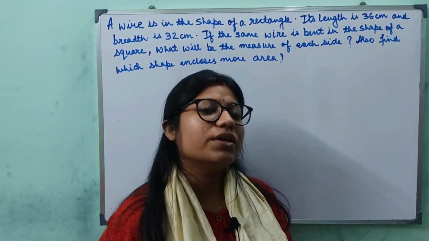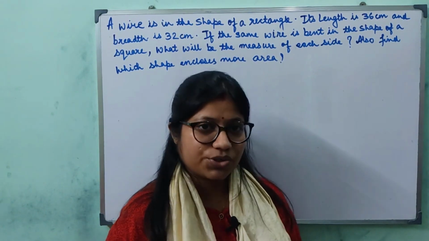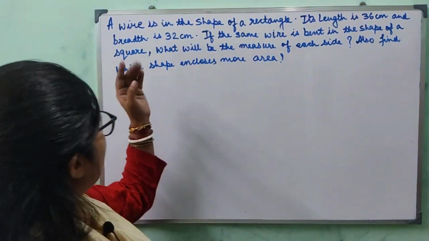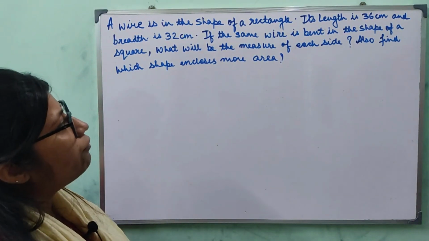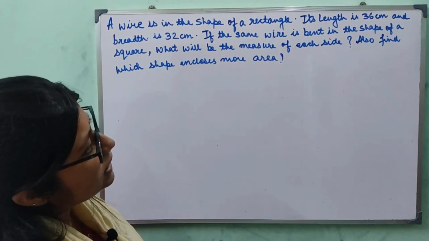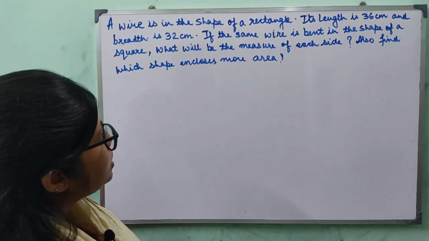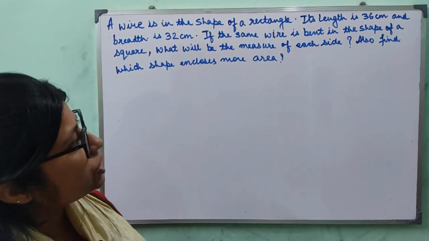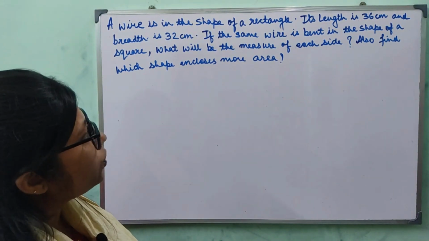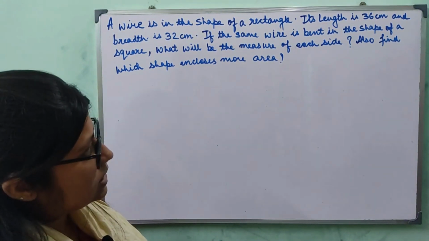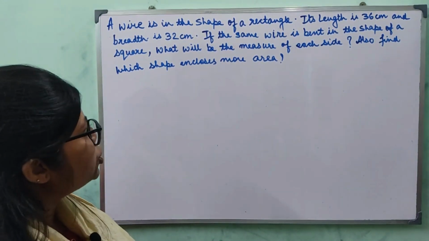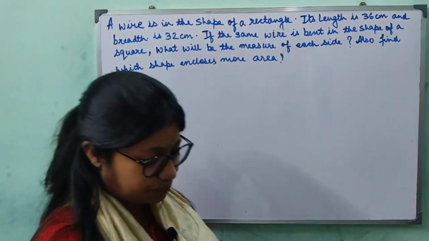Today I have come with another sum based on the topic mensuration. A wire is in the shape of a rectangle. Its length is 36 centimeter and breadth is 32 centimeter. If the wire is bent in the shape of a square, what will be the measure of each side? Also find which shape encloses more area.